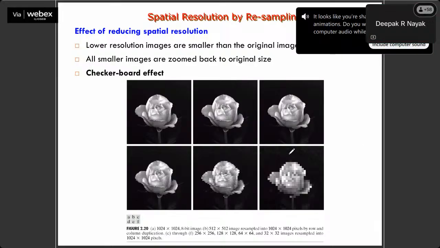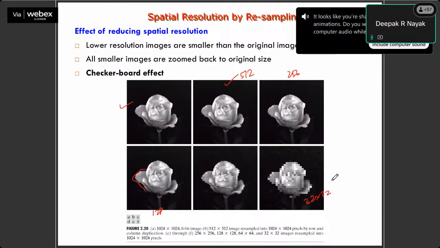You can see the effect. This is the original image, which I've shown to you, and this is the image which has been resized from 512 to 1024. This is 256 to 1024, 128 to 1024. You can see some degradations over here, especially in the boundary regions. And here you will again find some blocking effects. We call it the checkerboard effect, especially in 32 cross 32.